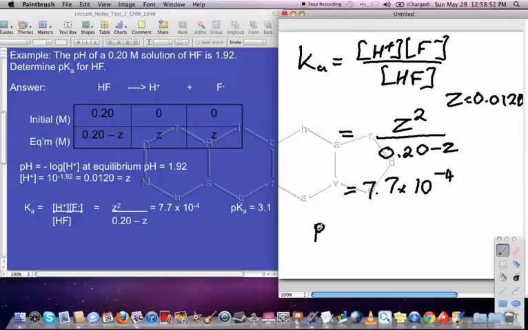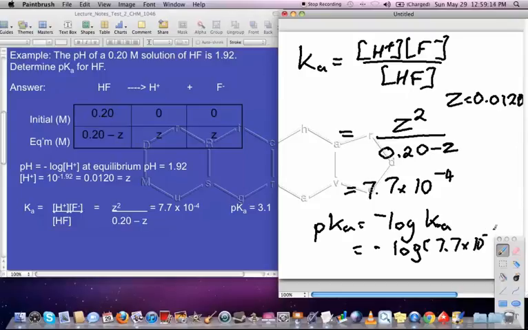If I want to get the pKa, the pKa is equal to the negative log of the Ka, so I just plug that into my calculator and I'll take the negative of the log of 7.7 times 10 to the negative 4, and that's going to give me 3.1. Alright, so that's how we find the pKa if we're given an initial solution concentration and the pH of the equilibrium solution.